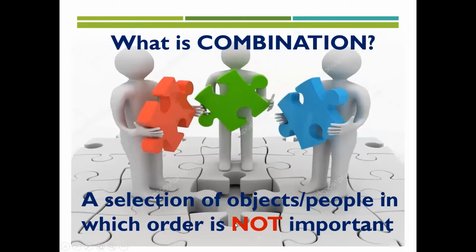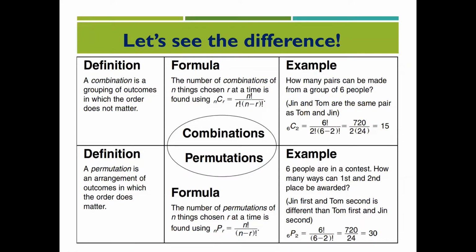I highlighted not important. Unlike in permutation, where order or position is important, in combination it's not. Here is a chart of the differences in terms of definition, formula, and example. So, definition, you know this already. Combination is a grouping of outcomes in which the order does not matter. Unlike permutation, which is also an arrangement, but order is important.